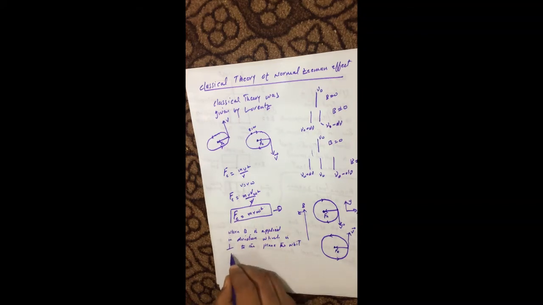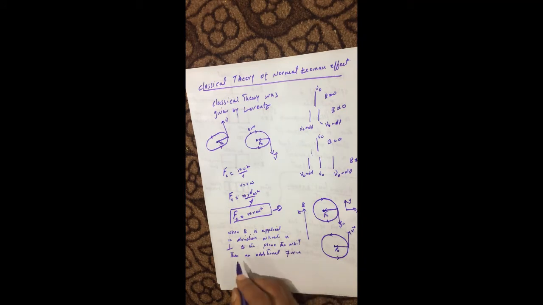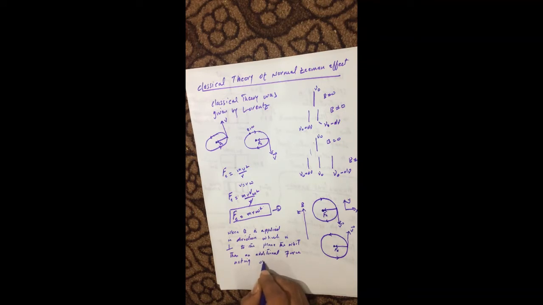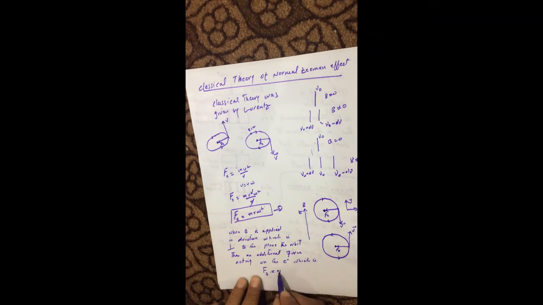Then an additional force acting on the electron, which is, according to the formula, this additional force is magnetic force, which is equal to Q charge times V cross B.